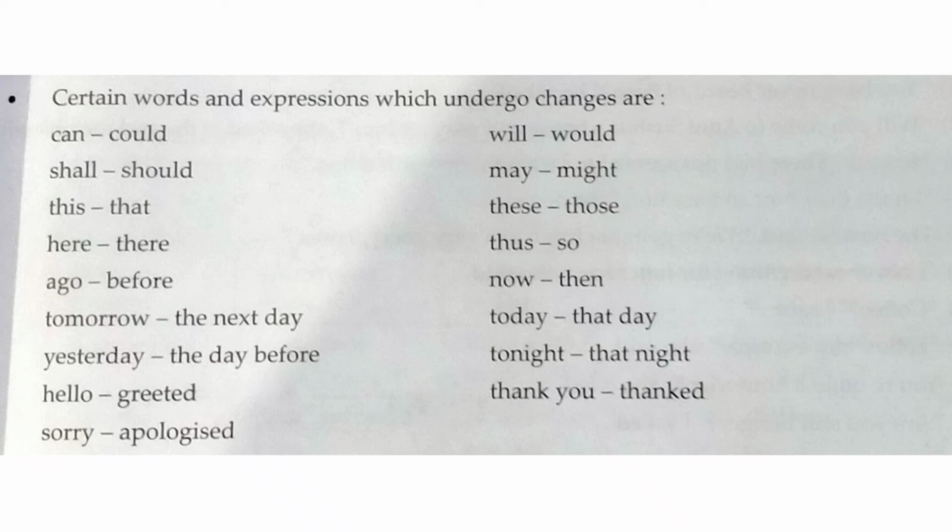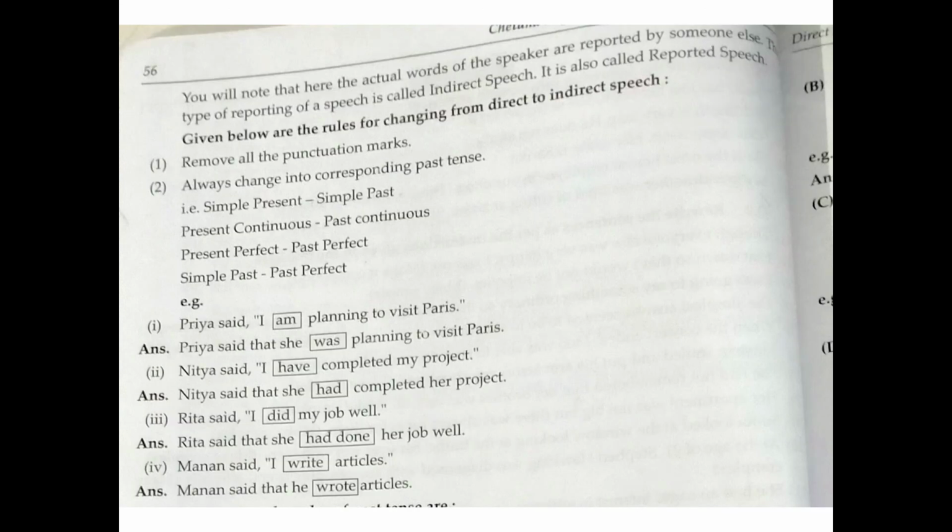So in this way, my dear students, we have seen the criteria of direct and indirect speech, and the basic rules while converting direct into indirect speech. We will just sum up whatever we have learned now. First we have seen that there are some rules according to the tenses, and the general rules also, removing the punctuation mark, using that, and changing into the corresponding past tense. So simple present becomes simple past, present continuous will become past continuous, present perfect will become past perfect, and simple past will become past perfect.